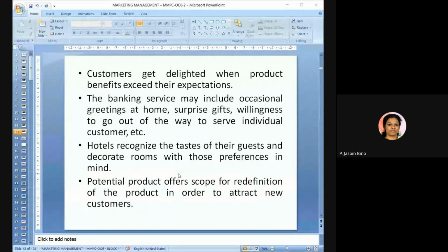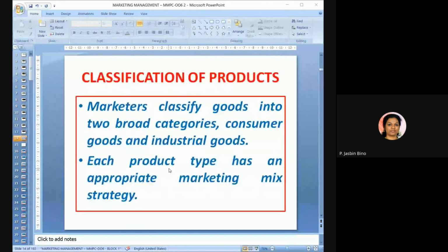For example, a banking service will occasionally send greetings to our home for our birthdays or anniversaries, or surprise gifts. Hotels will recognize our taste if we are frequent visitors, and when we visit they will provide what we like and decorate the room to our preference, and so on. The next one is classification of products.